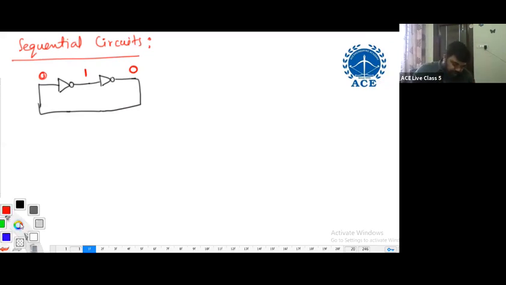For example, on the same terminal, if it is 1, what is it here? 0. It is 1. That means it is remaining in 1 only. That means 0 is not changing on its own. It is remaining in 0 only. 1 is also remaining in 1 only until we disturb the circuit. That means 0 is stable, 1 is also stable. 0 is remaining in 0 only until I disturb the circuit. If it is 1, it is remaining in 1 only until I disturb the circuit. That means 0 is stable and 1 is also stable.